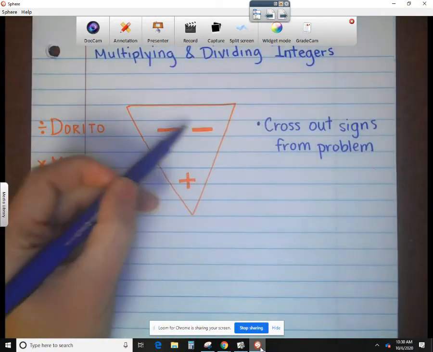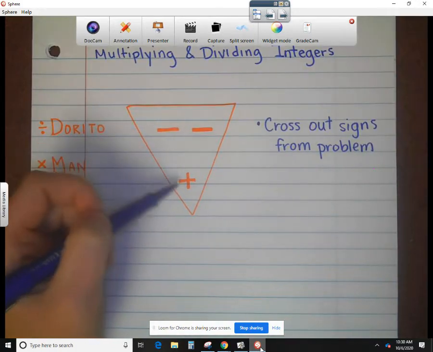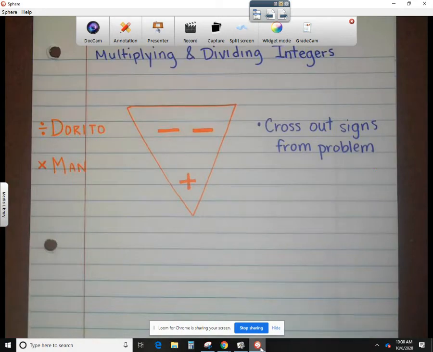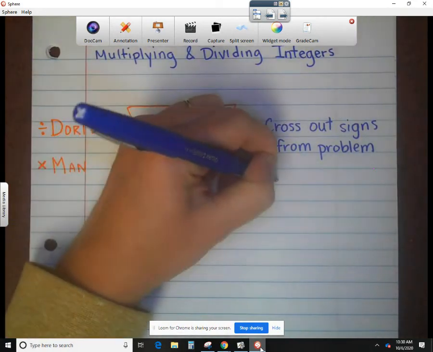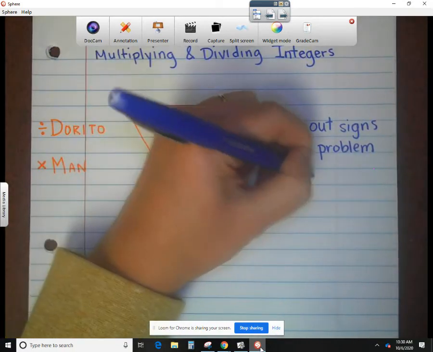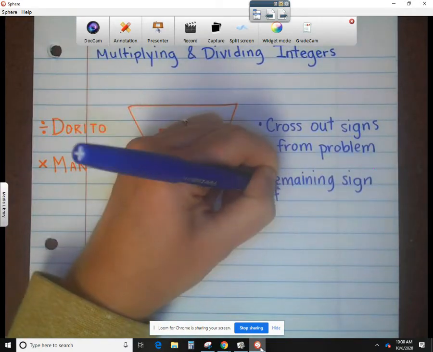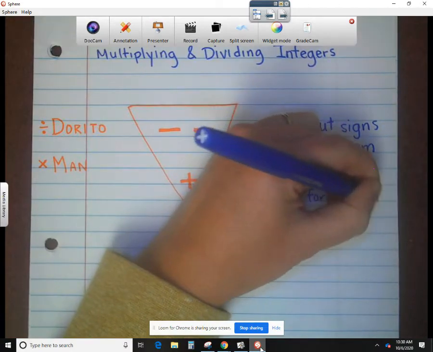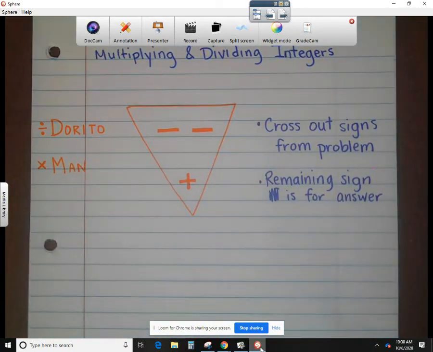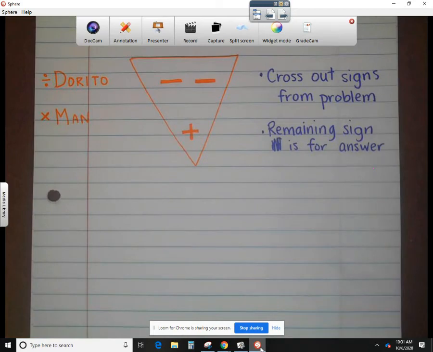So if it was a negative times a negative, you would cross out both of these. Or if it was a negative times a positive, you cross out the negative and the positive. If you cross out two, it's going to leave one. And so the remaining sign is for the answer. Let's try this out on some practice problems.